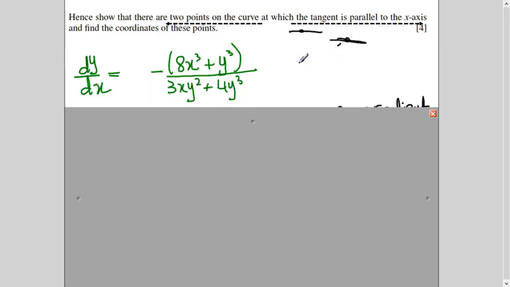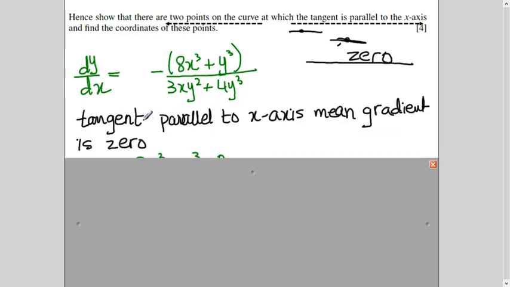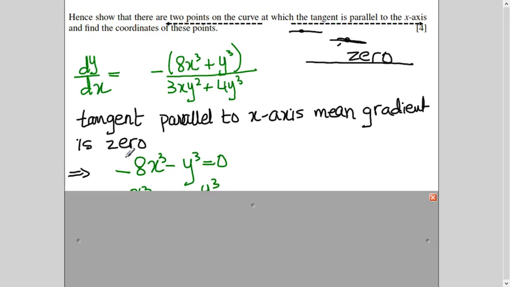When your tangent is parallel to the x-axis, what is its gradient? It is 0, right? We know that when the line is parallel to the x-axis, the gradient is 0. So how can this be 0 if your numerator is equals to 0? Because 0 divided by anything is 0. So that's why this is the hint, that tangent parallel to x-axis means gradient is 0. It means your numerator is 0 here. So this implies that minus 8x cube minus y cube equals to 0.